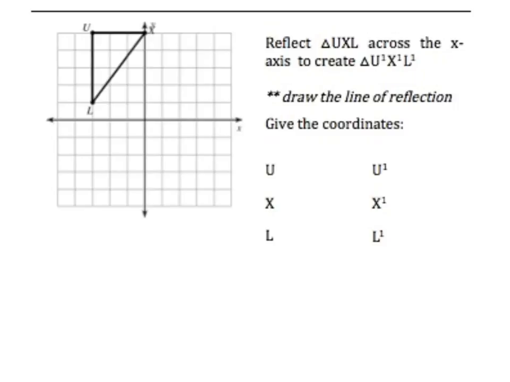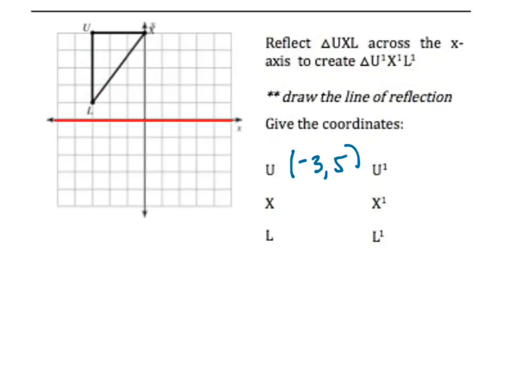Okay, now we're going to reflect triangle UXL across the x-axis to create triangle UXL sub 1. First thing to do is draw the line of reflection. What did it say the line of reflection is? Across the x-axis. So there, the x-axis is our line of reflection. All right, let's both give the coordinates and draw the coordinates of our reflected image at the same time. So what are the coordinates of point U? -3, 5, right? We go over 1, 2, -3, up 1, 2, 3, 4, 5, and there's point U.